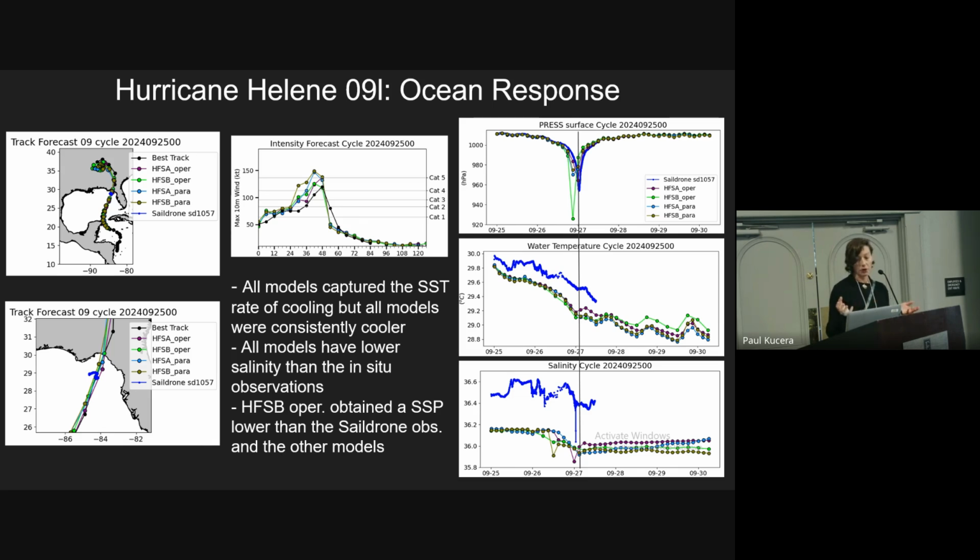What we can notice right away is that the rate of cooling is very well captured by the different HAFS. And this is great news, encouraging results. However, we see that there is a little bit of cold bias also from all the different HAFS. So this means that, yes, we are getting good results, but we still have room to improve the ocean initial conditions.